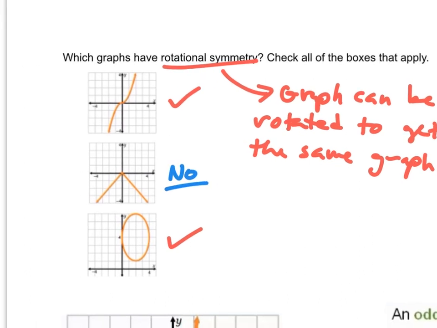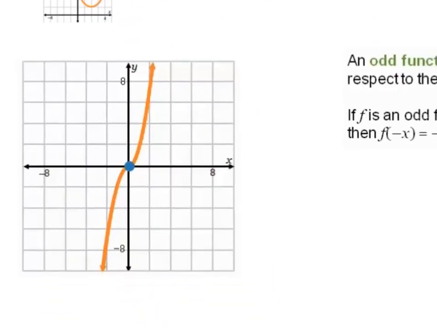And the reason why is that if you were to take these points here, all right, and rotate this graph around, say, 180 degrees about the origin, you would get the same graph, okay? Similarly with this one, if you were to rotate this graph around the center point of this ellipse, say 180 degrees, then you would get the same graph, okay? And that's the idea of rotational symmetry, all right?